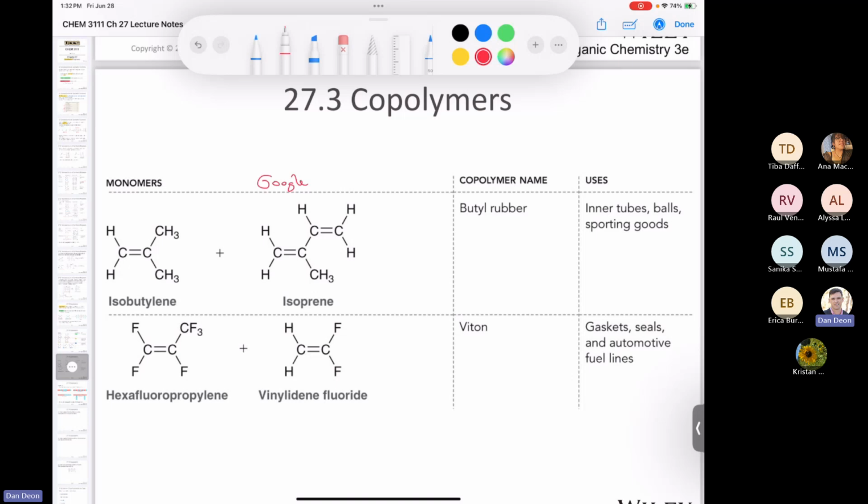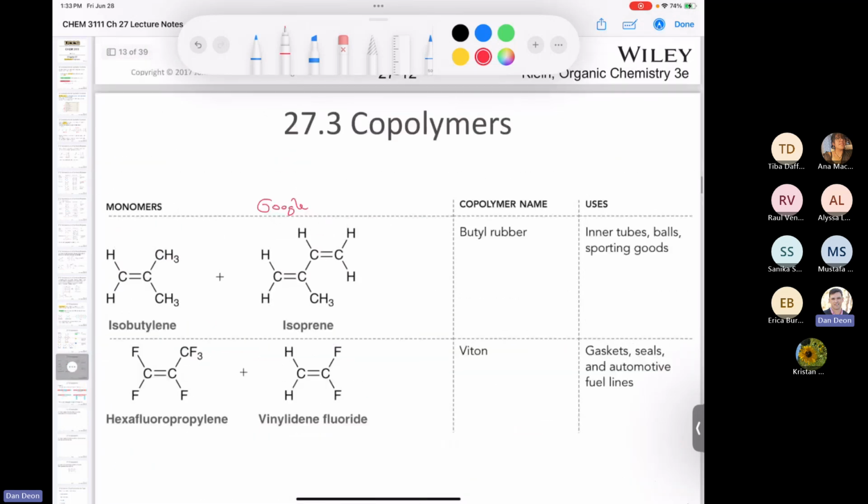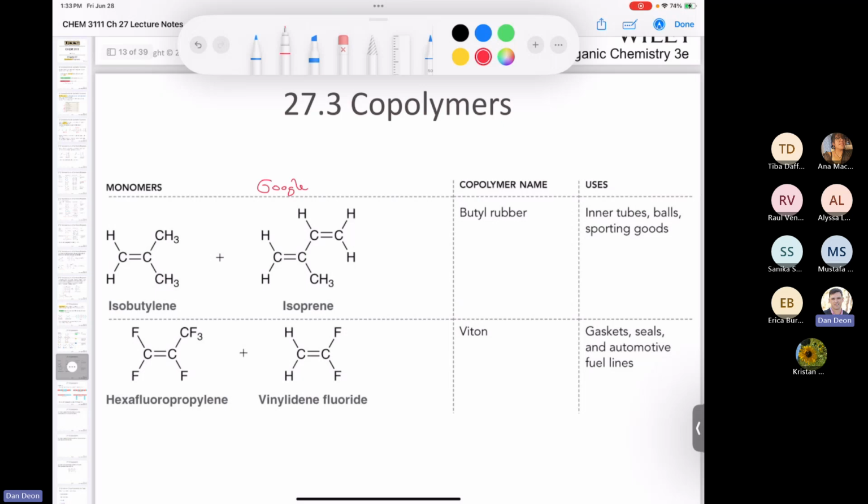And the last one that I think they put in here for the copolymers is Viton. And Viton is made from vinylidene fluoride and hexafluoropropylene. And honestly, you guys, I wouldn't have known what Viton is until I started working as a chemist. If I had done more automotive work, maybe I would know about Viton. But when it says gaskets and seals, Viton is a type of rubber that is very, very strong.